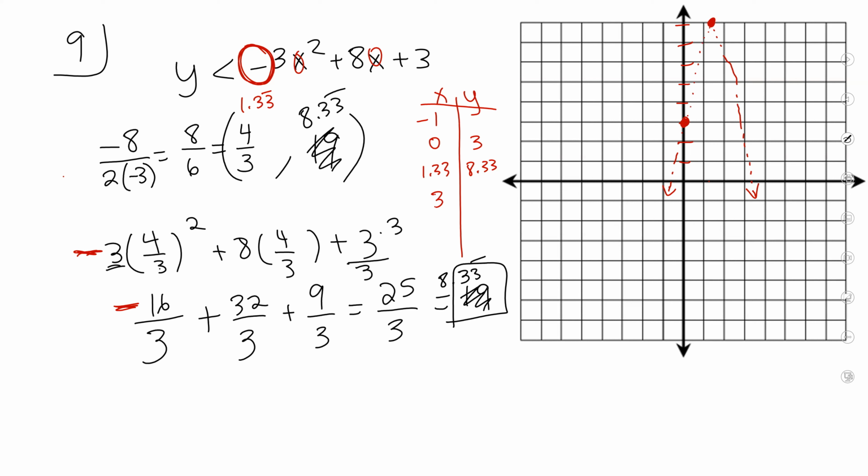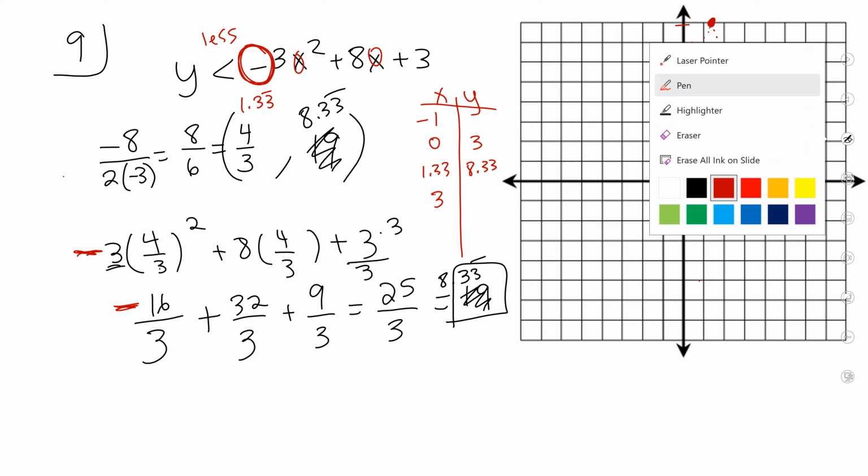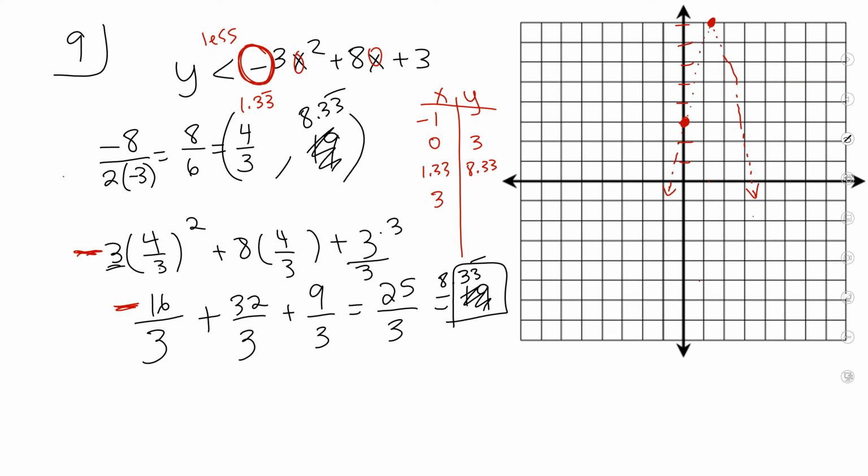But this is the gist, and we want to be less than. So which way do I shade? Less than, that's this side. That's below the graph. So you'll be shading inside. Any questions, guys?